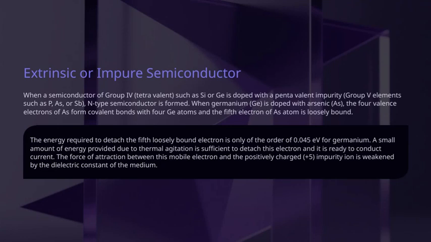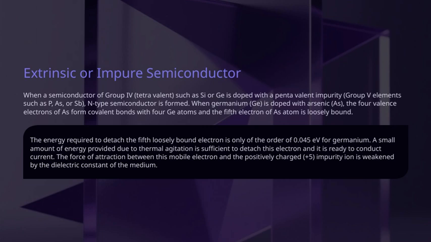Let's take a closer look at the energy needed to detach that fifth loosely bound electron in germanium. It's surprisingly small, around 0.045 electron volts. This means that just a little bit of thermal energy, which is always present due to temperature, is enough to free that electron. Once freed, this electron is ready to conduct current through the material.